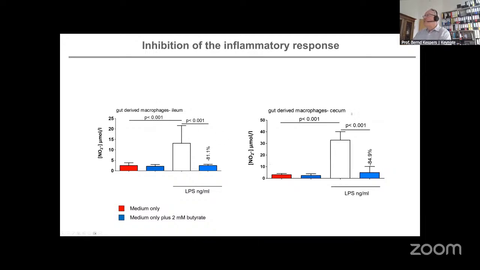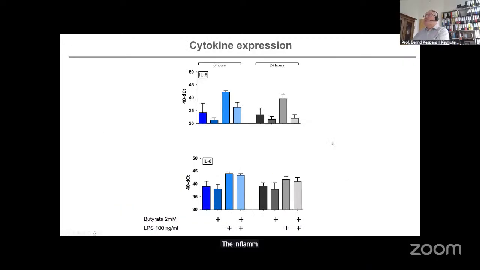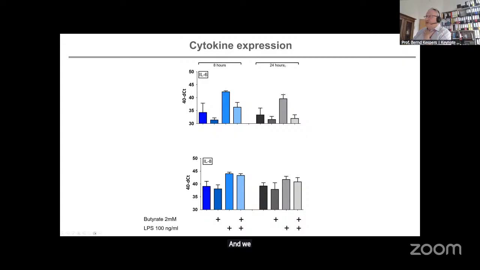They were from ileum. Here we have the same for macrophages isolated from cecum. And you can see here also a very nice reduction in the inflammatory response. Well, the inflammatory response is related to the production of cytokines, inflammatory cytokines. I have here just 2 of those. And we treated for 8 hours and 24 hours.